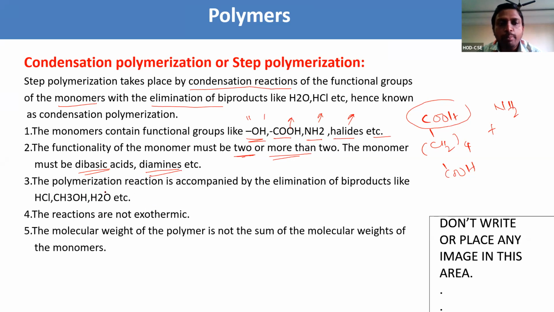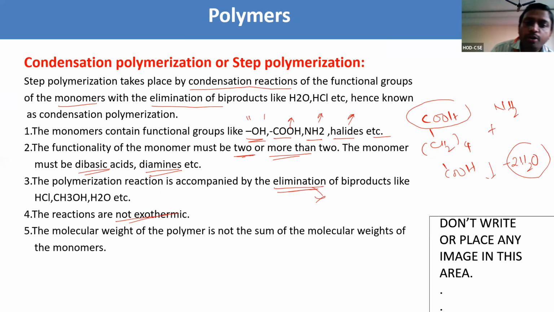The polymerization reaction is accompanied by elimination of a byproduct. In the reaction of adipic acid with hexamethylene diamine, it eliminates the byproduct, 2H2O. Byproducts like HCl, methyl alcohol, H2O, etc. are eliminated. This is not an exothermic reaction; it is quite the opposite. In addition polymerization, the conversion of sigma bond to pi bond to sigma bond liberates energy, about 20 kilocalories per mole.